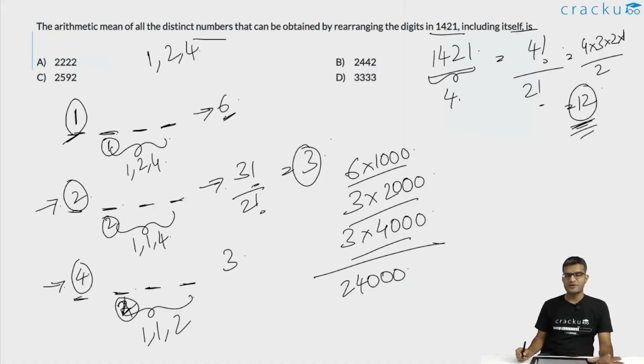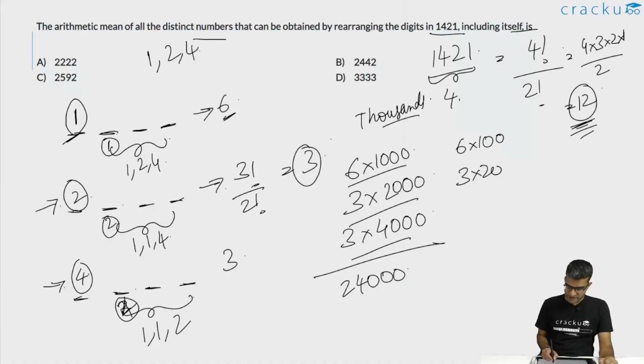We have just calculated the sum contributed by the thousands place. In the hundreds place, we are going to get 6 into 100, because we will have 1 in the hundreds place in 6 numbers. Then 3 into 200, as we will have 3 numbers which will have 2 in the hundreds place, and 3 into 400. We will have 3 numbers which will have 4 in the hundreds place. This is equal to 2400. This is from the hundreds place.